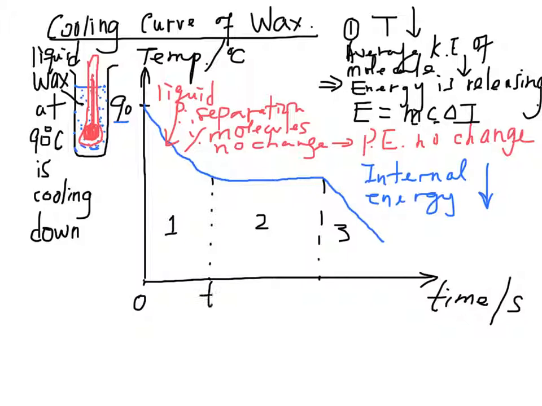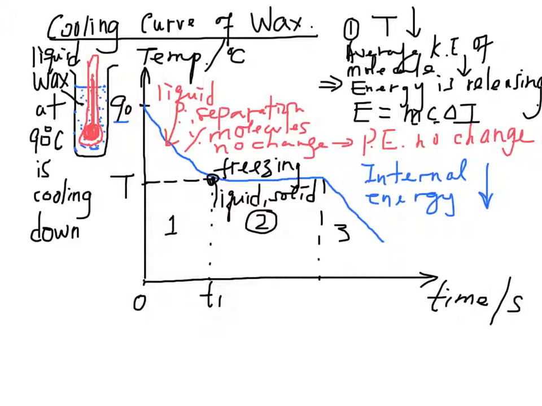At time T1, the temperature of the wax drops to T, and at this point, freezing occurs. That means the wax changes from liquid state to solid state. That is, in region 2, two states coexist, liquid and solid. And the temperature T is what we call the melting point of wax. You can find it from the experiment.